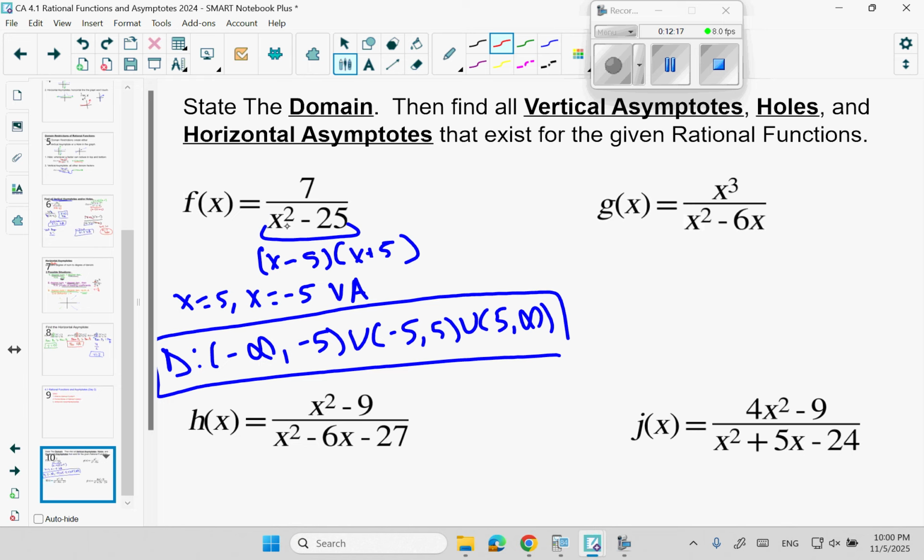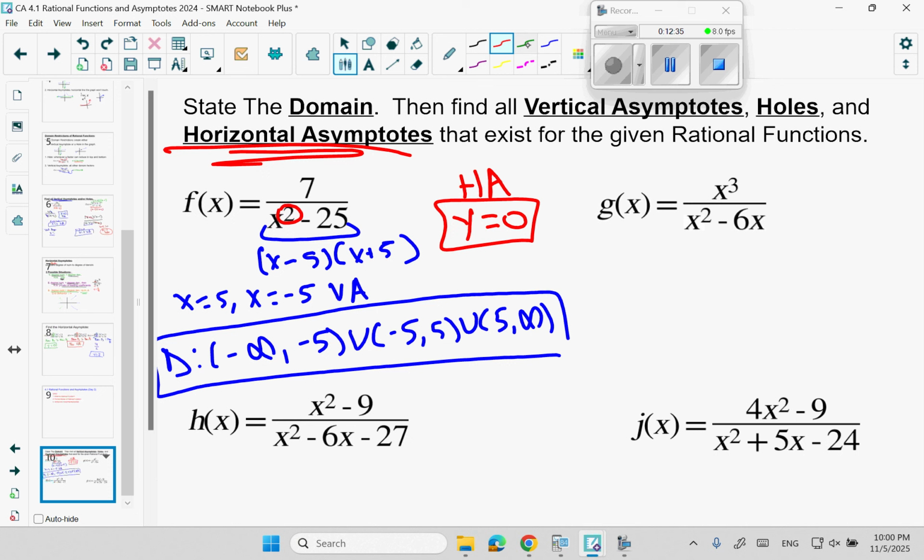I also would note that I have a horizontal asymptote because my degree in the denominator is bigger. So I also get the horizontal asymptote of y equals 0.